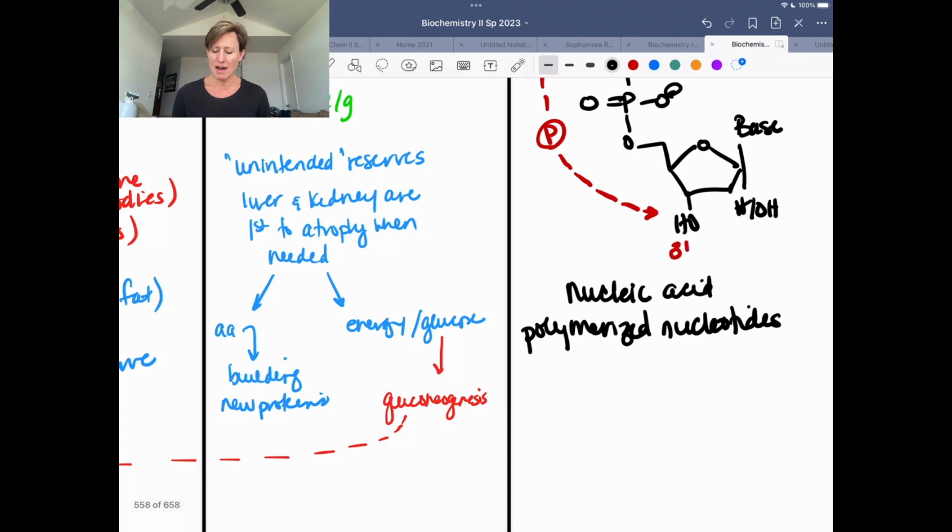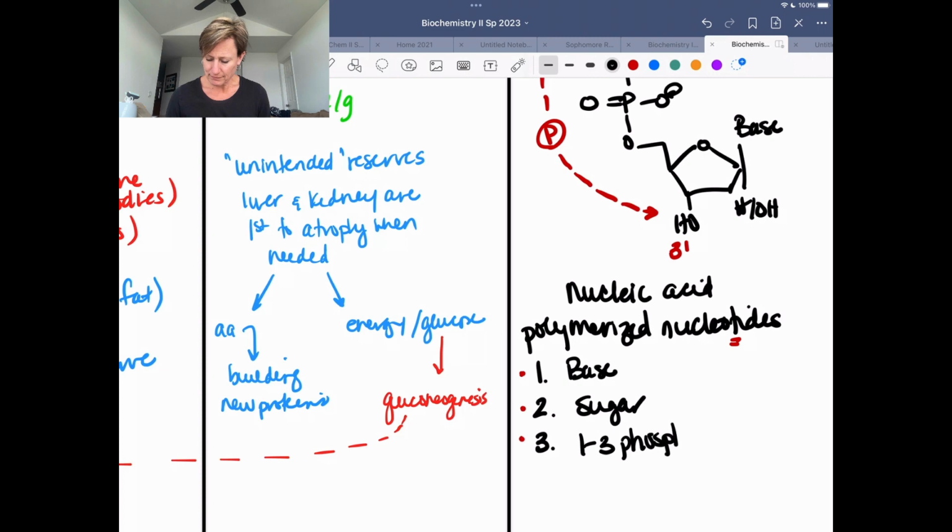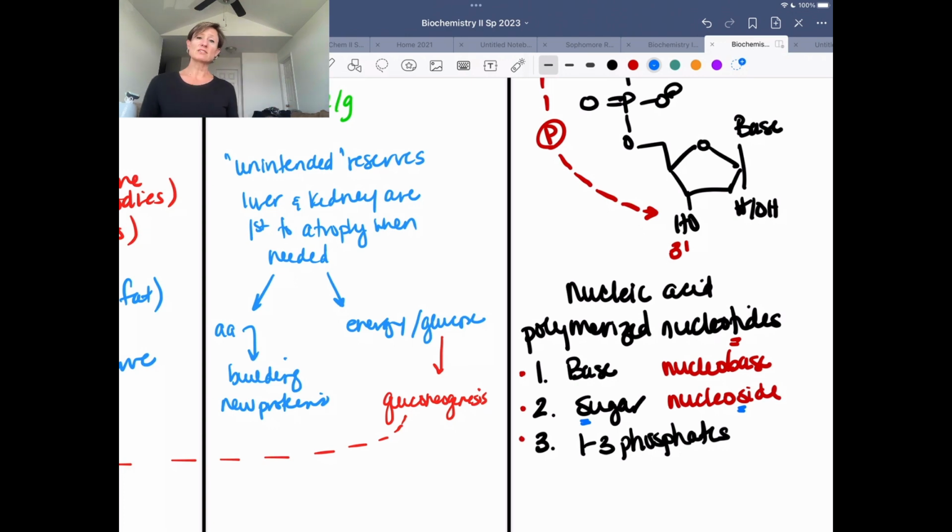So when we think about nucleotides, I want you to remember that that T reminds us that there are going to be 3 pieces on a nucleotide. We're going to have the nucleobase, the sugar, and then between 1 and 3 phosphates. If it's just the base, it's just called a nucleobase. It's called a nucleoside if it's with the sugar, and that S can help you remember that piece. Then 1 to 3 phosphates are appended on there to generate the nucleotide, either mono, di, or triphosphate.